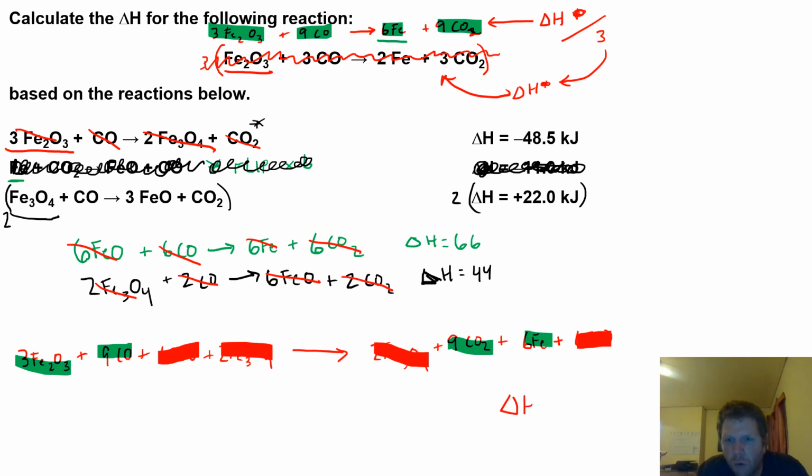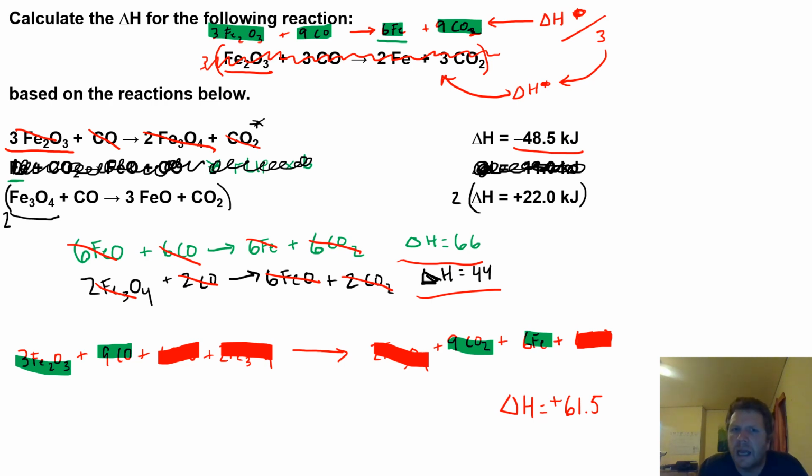My delta H for this overall reaction is going to be negative 48.5 plus positive 66 plus positive 44. That is going to get me an answer of positive 61.5. Awesome. Is this the answer for the question that's being asked? Well, this is the answer for this: 3 moles of Fe2O3 plus 9 moles of CO yield 9 moles of CO2 plus 6 moles of Fe.